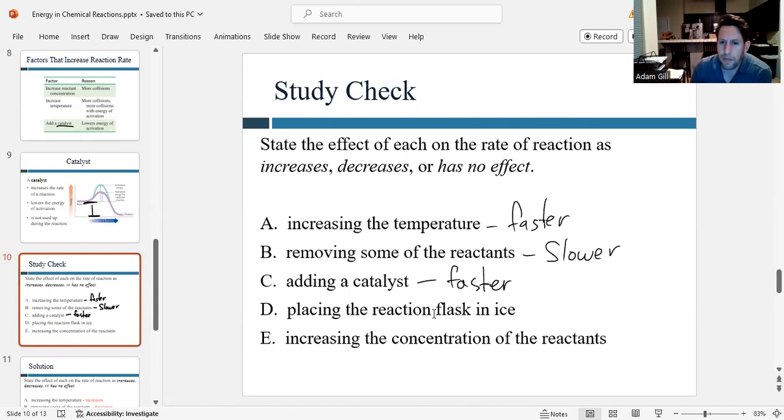What if you place the reaction flask on ice? Well, that would make it cold. So if you lower the temperature, that's going to slow your reaction down. Now, if you increase the concentration of reactants, so if you have more molecules, you're going to have more collisions, that's going to be faster.